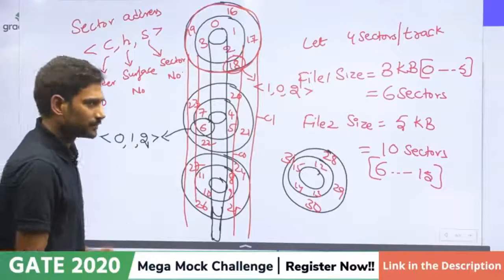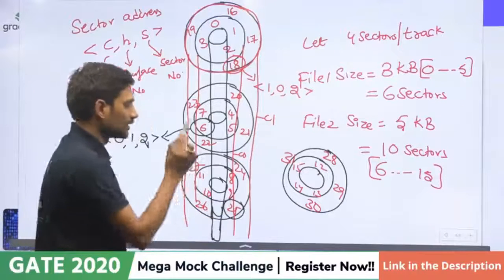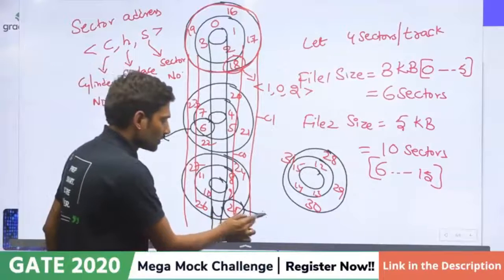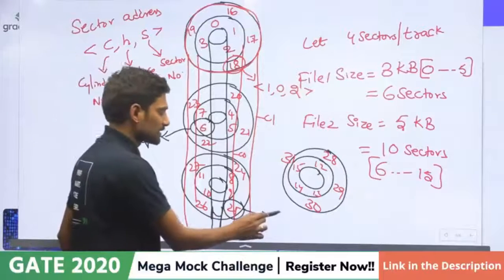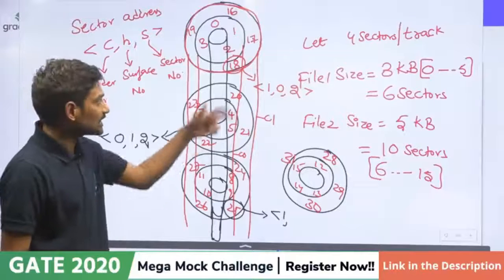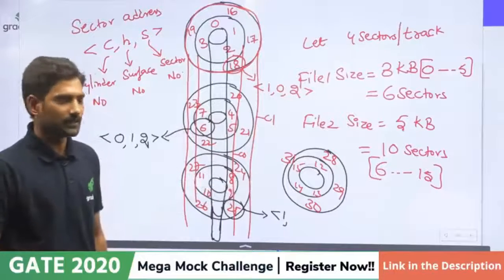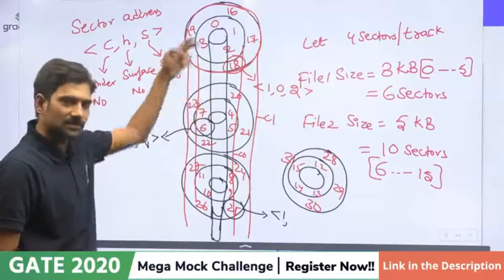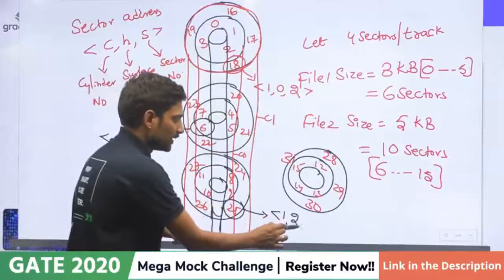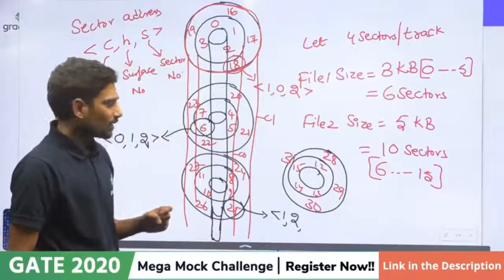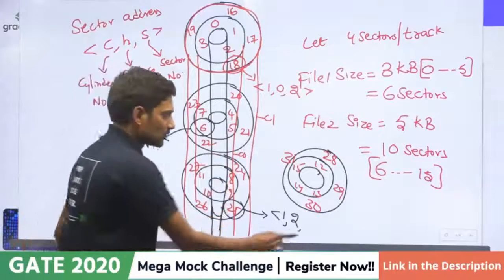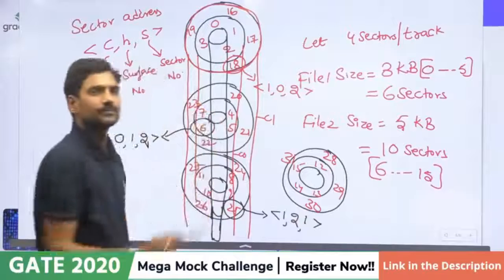And let me write the sector number for 25. So what is the cylinder number? First cylinder, second cylinder. So the cylinder number is 1. Surface 1, first surface, second surface, third surface. So surface number would be 2. Here it is 1, 2, second sector. So the sector number would be 1.